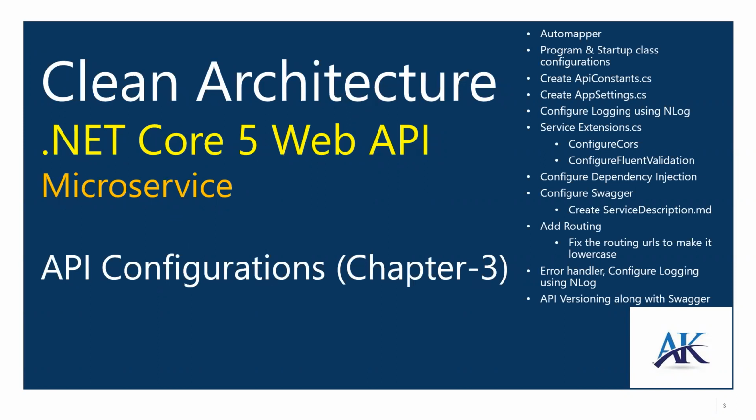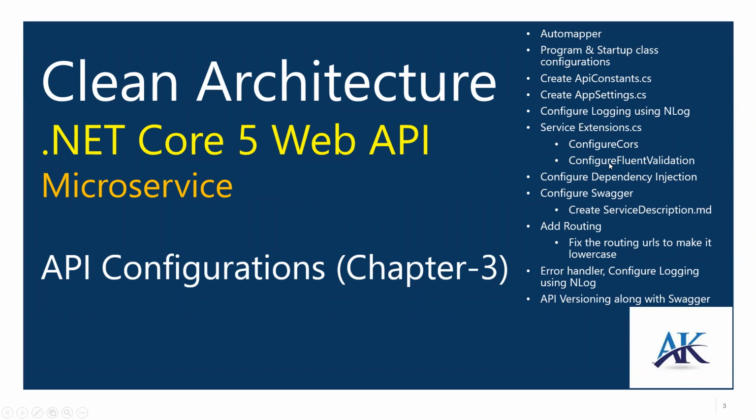So I created another video on the API configuration, talking about how to use AutoMapper in the .NET Core 5 Web API, and also added some of the best practices in the API, like creating a separate file for the API constants, app settings, and also added the logging using NLog. I will also expand this for the Azure App Service logs in the next videos.